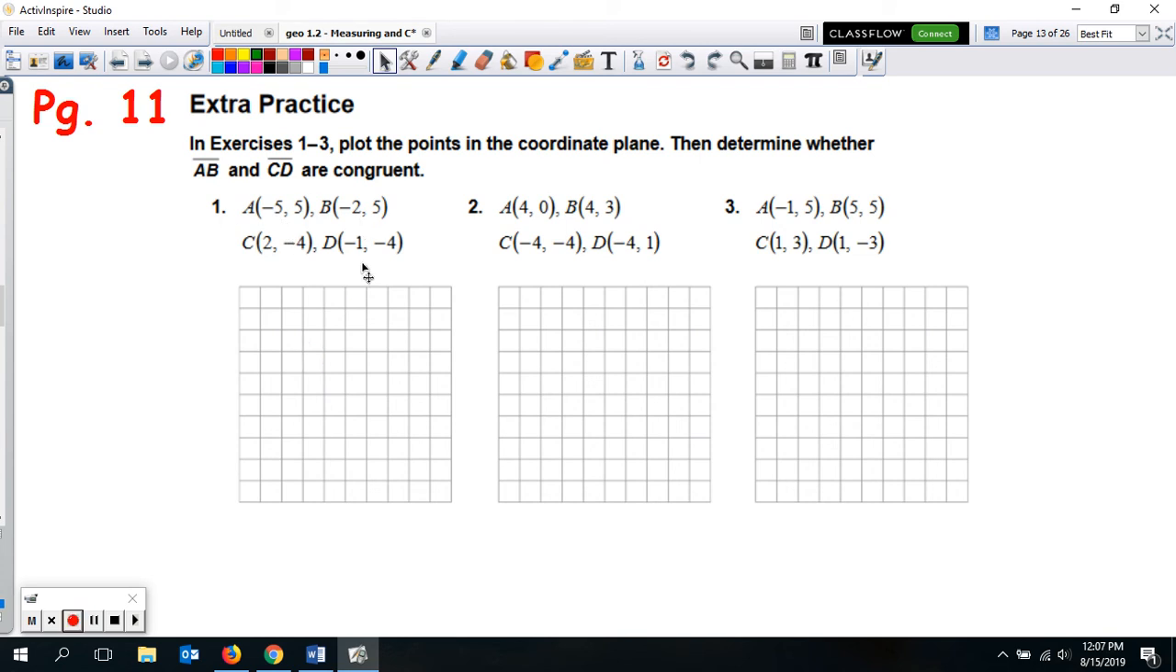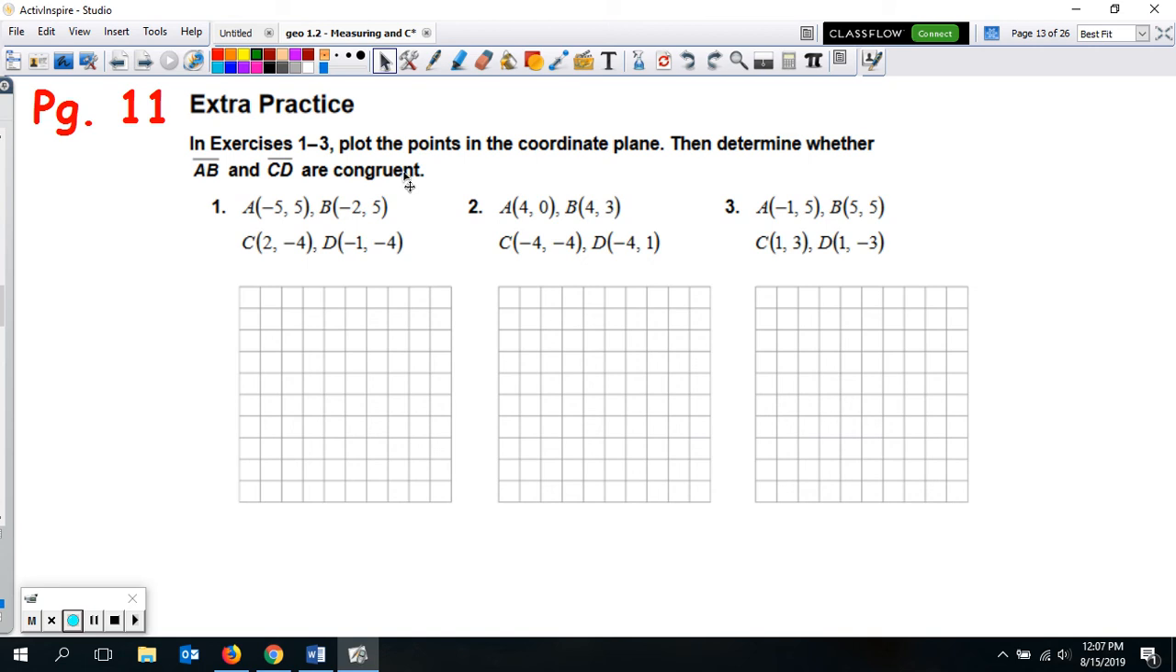You can go ahead and plot these points, draw your coordinate plane, kind of like right down the middle, right across the middle. That should be enough. Plot A, B, C, and D, and you're going to connect A and B together for a segment and connect C and D together for another segment. And you want to determine whether those are congruent segments.